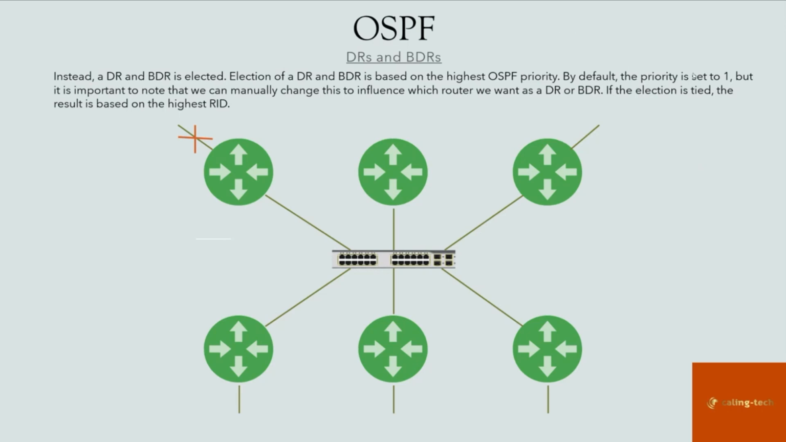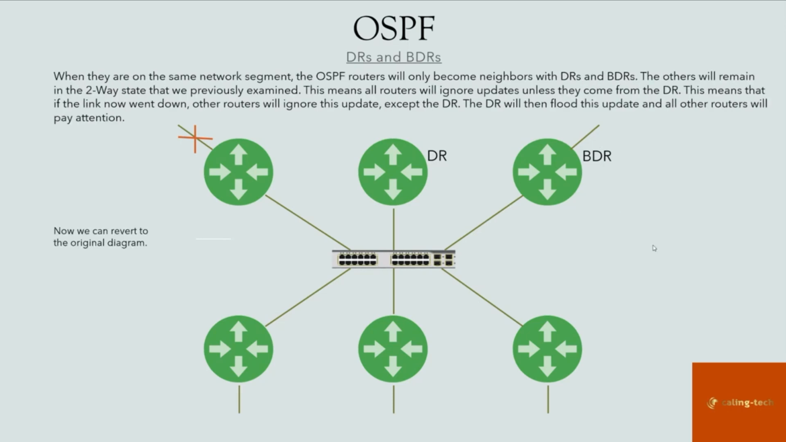And given that by default the priority is set to 1 and we haven't set any priority on any of these systems, they're all going to be 1, 1, 1, 1, 1, 1. So let's just say that this has the highest RID. So this router becomes the designated router. This router has the second, so it becomes the backup designated router. Now what will happen if that link goes down?